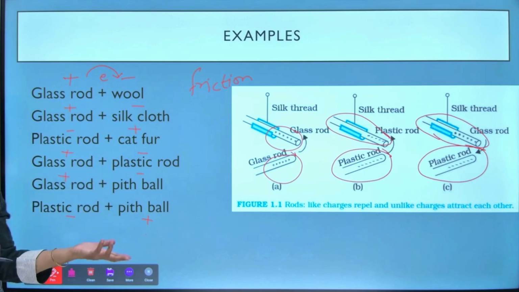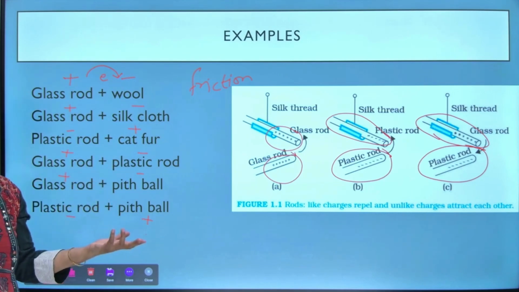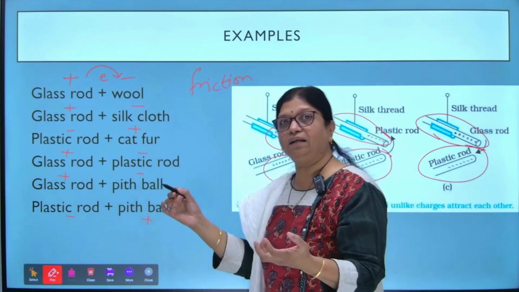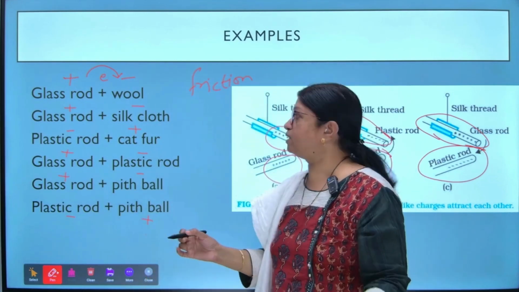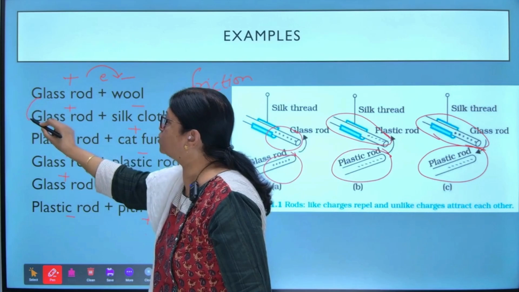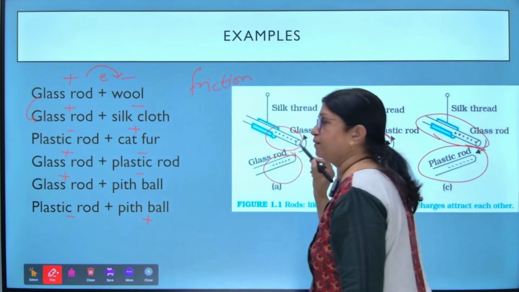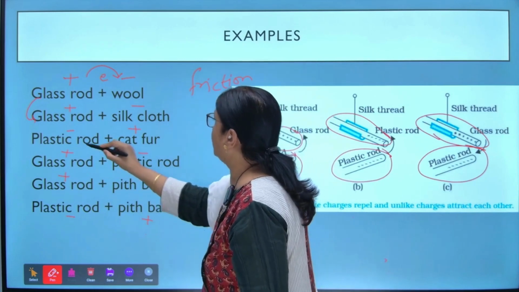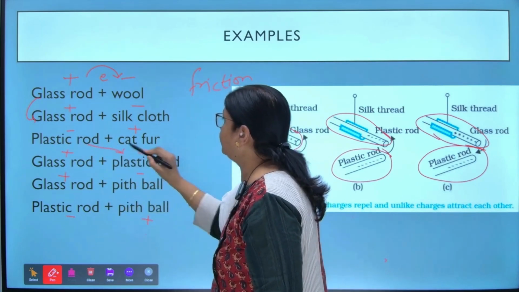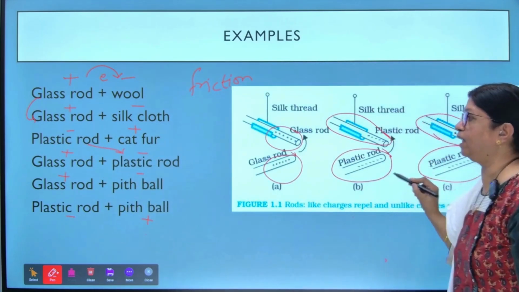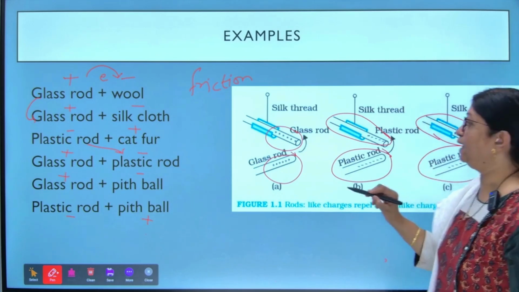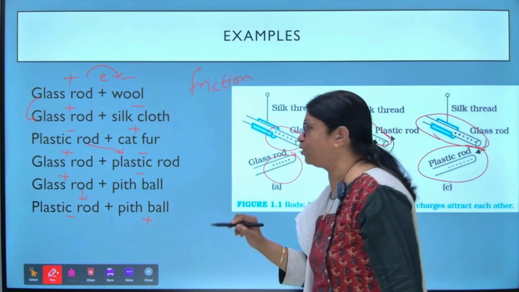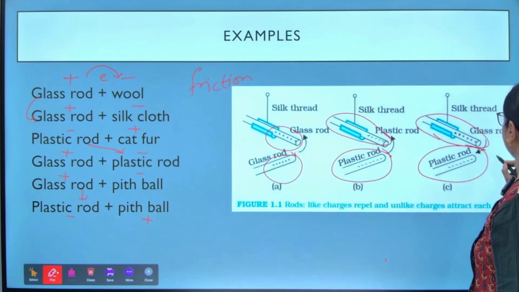Now, how do we understand that this has happened? Just by bringing these materials close to each other. If I bring a glass rod to a glass rod, they will repel as seen here. If I bring a plastic rod to a plastic rod, they both will repel as seen here, negative and negative. Correct? Then if I bring a glass rod close to a plastic rod, they will attract each other.